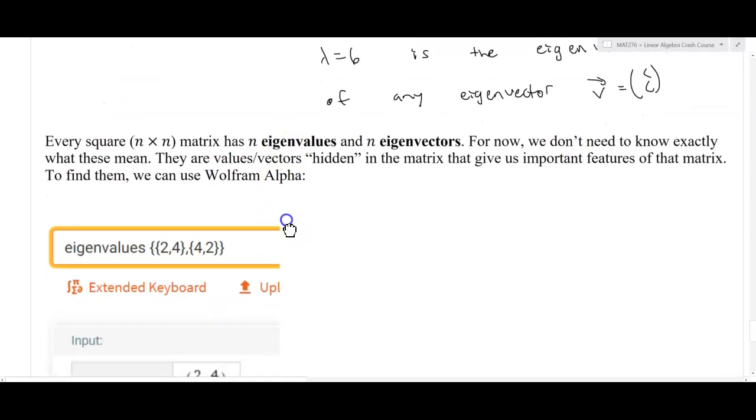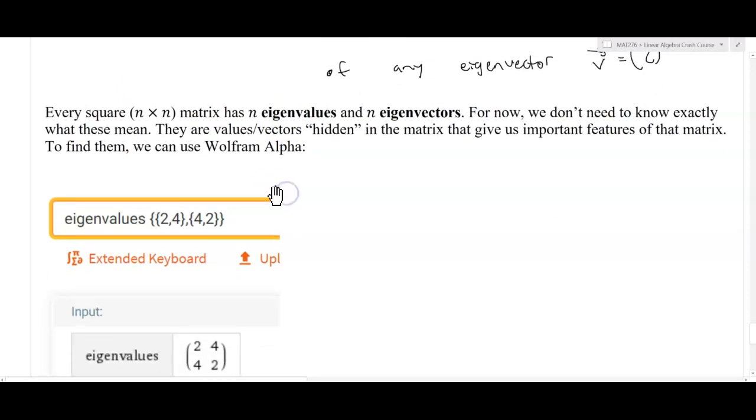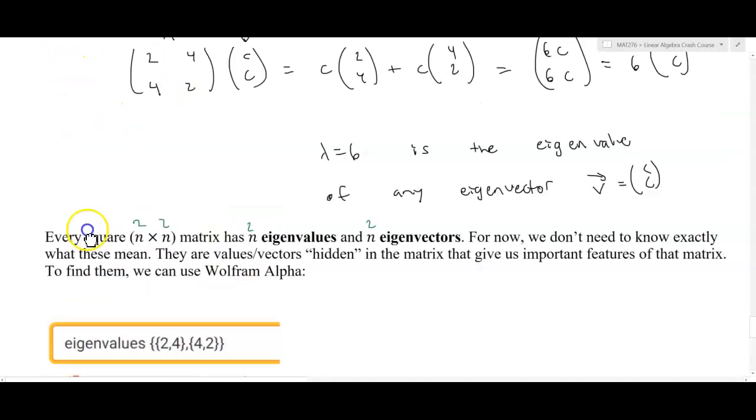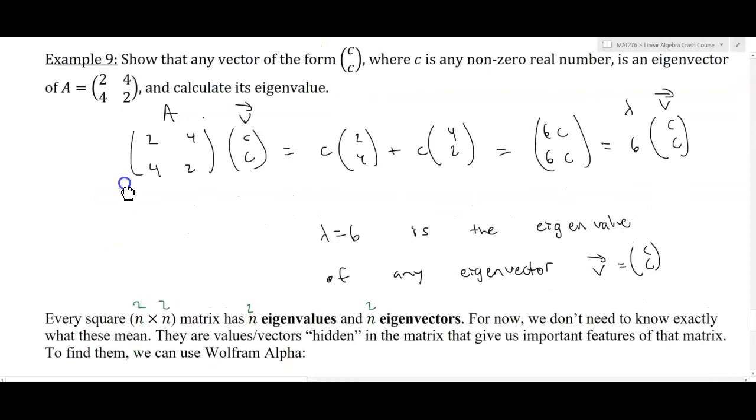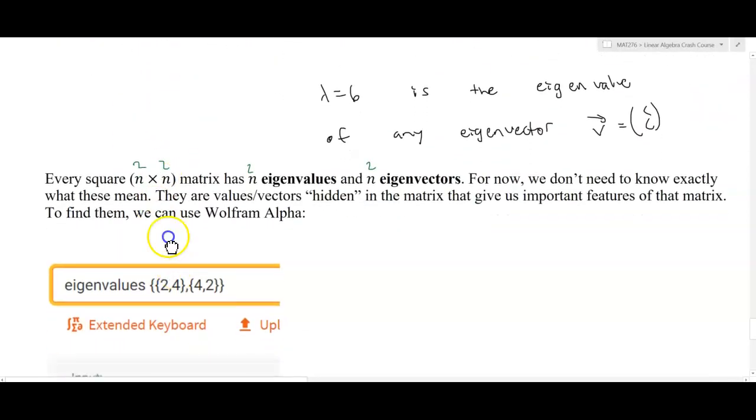And we're going to wrap this lesson up by saying that every square n by n matrix is going to have n eigenvalues and n eigenvectors. So that means if we had a 2 by 2, we would have 2 eigenvalues and 2 eigenvectors. And we're not going to go through how you find these. It would come down to solving the equation Av equals lambda v, solving it for the lambdas and for the v's. We're just not going to get into it.